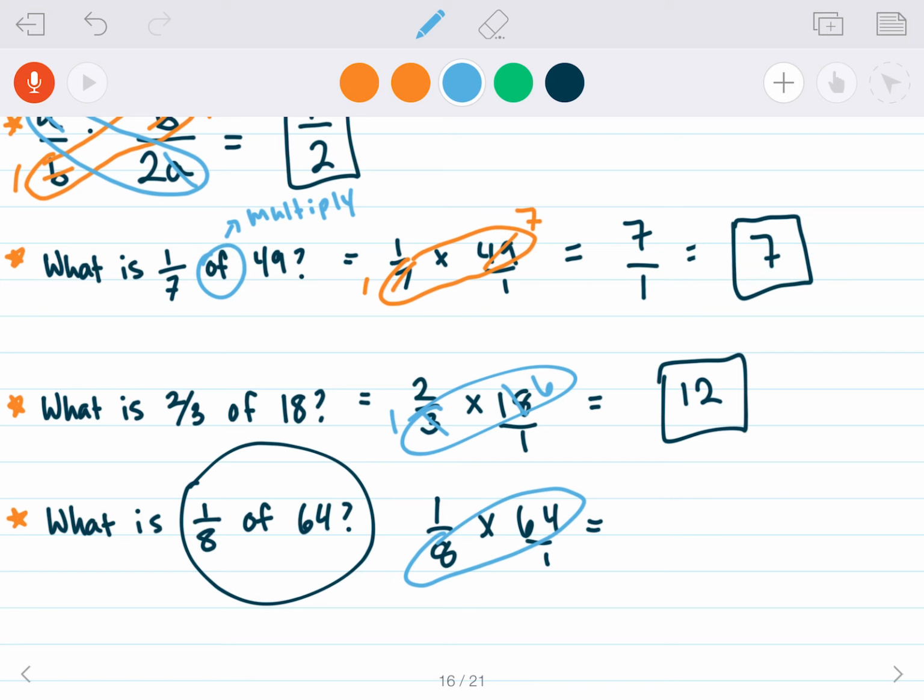Both 8 and 64 can be divided by 8. So 8 divided by 8 is 1. 64 divided by 8 is 8. Multiply straight across. 1 times 8 is 8. 1 times 1 is 1 on bottom. So my answer is 8.